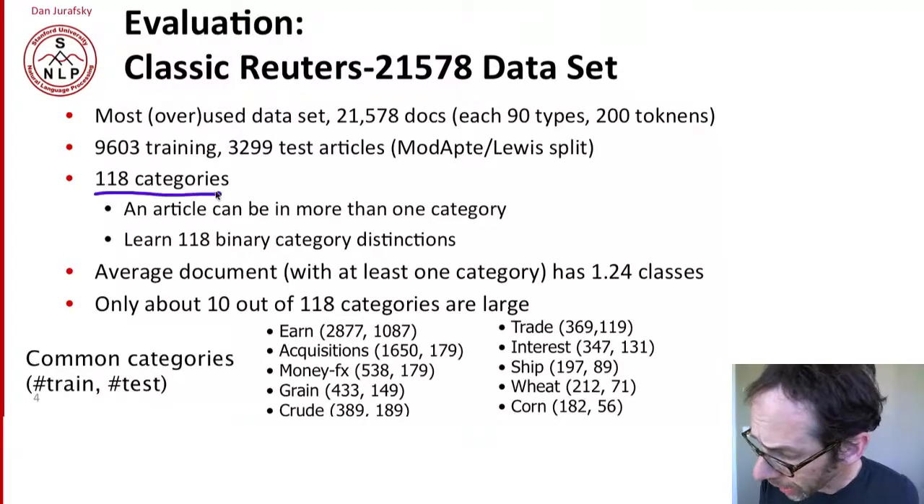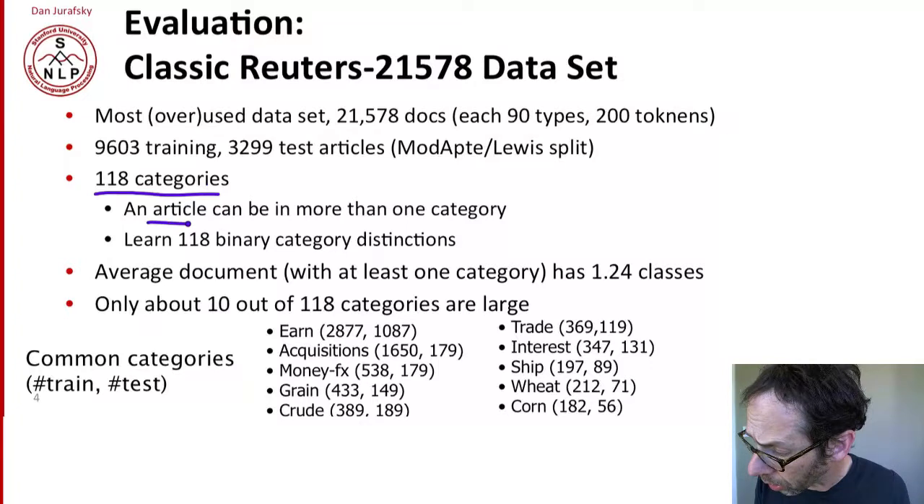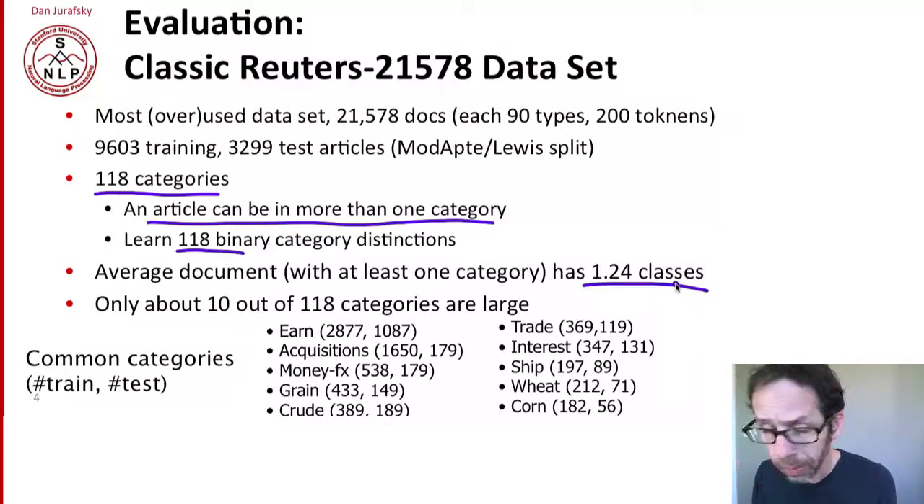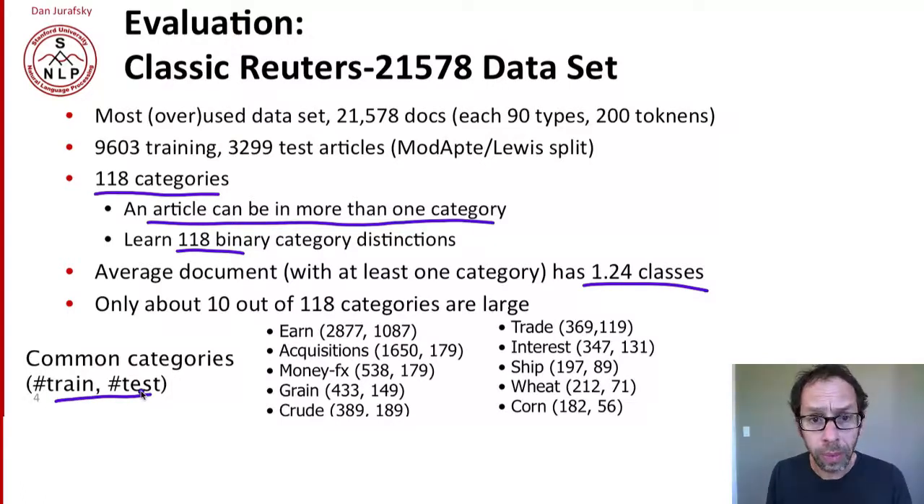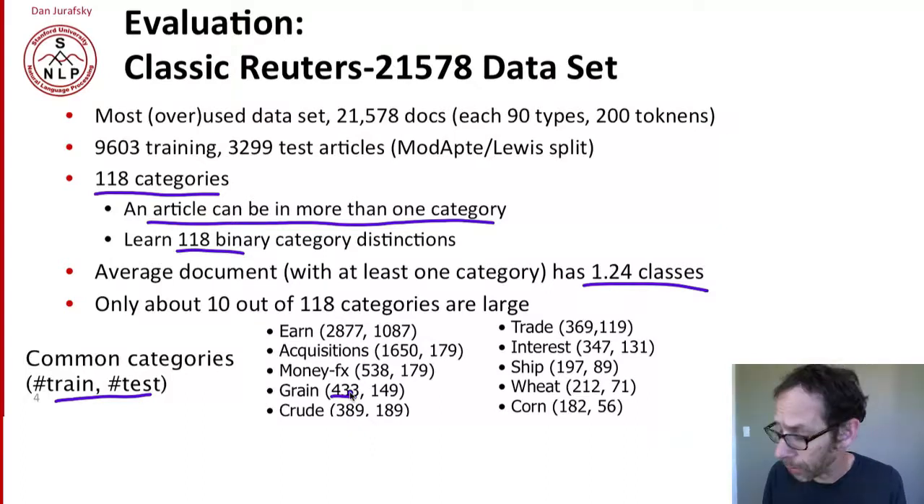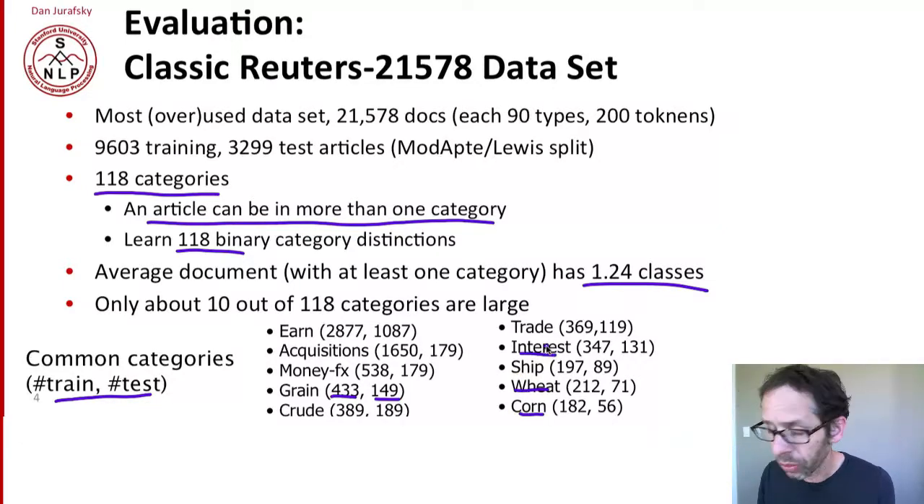The set has 118 categories, and this is a class of multi-value classification because an article can be in more than one category. So that means we're going to be learning 118 separate classifiers, each one making a binary distinction. And the average document has just over one class. Here are some common categories with some numbers of training and test documents. There are 433 training documents about grain and 149 test documents about grain. And we have classes like wheat and corn and interest and so on.